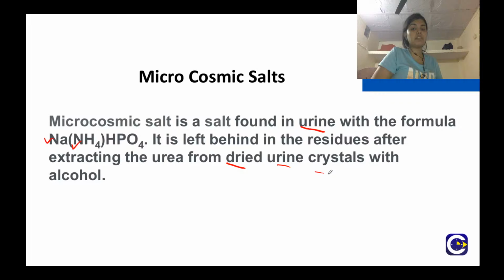For example, let us say that you have a urine sample, then you make dried urine crystals from that urine sample with the help of alcohol, right? Now the residue that is left behind while you extract the urea from those dried urine crystals is known as what? Microcosmic salt. So they are basically found in urine.